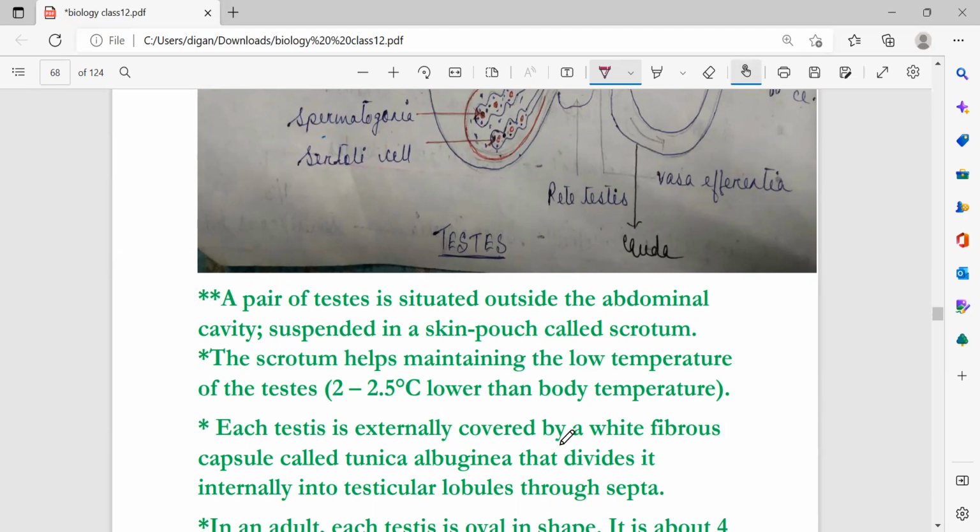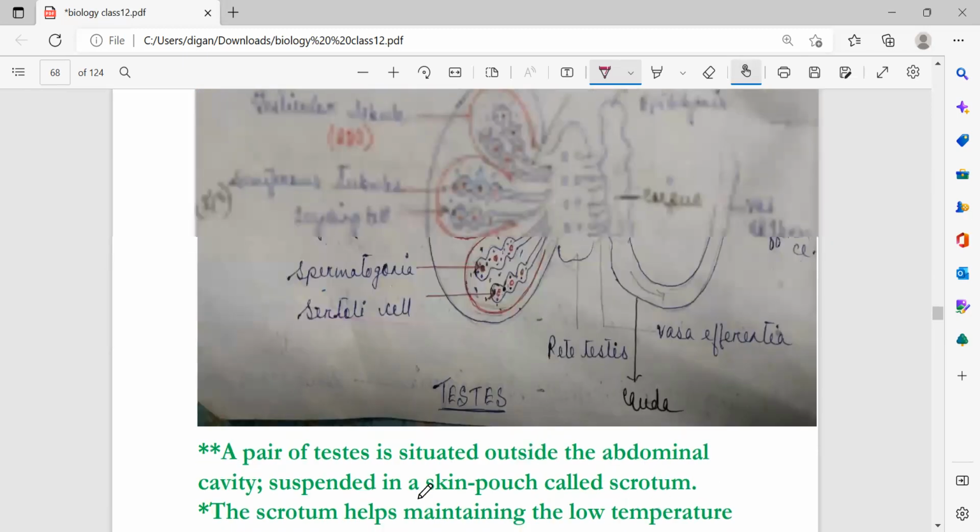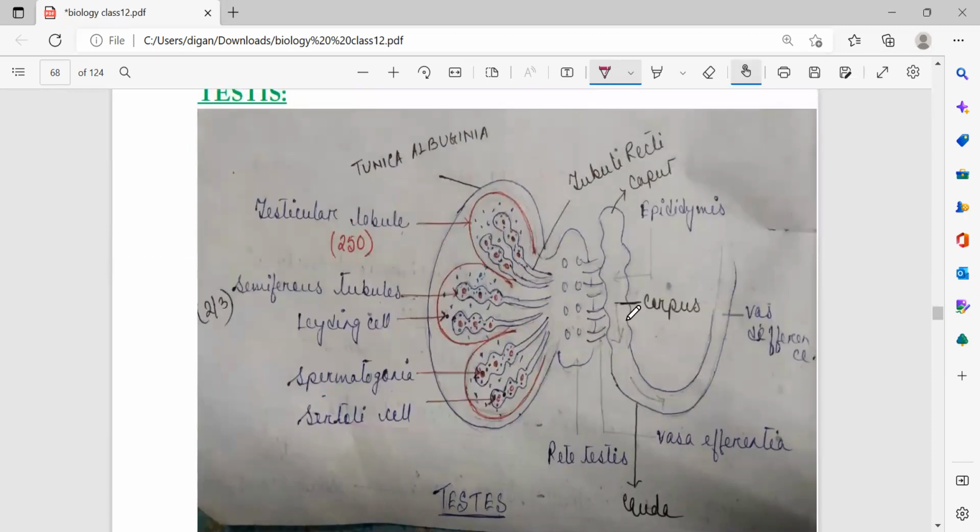This testis is externally covered by a fibrous capsule called the tunica albuginea, and that is shown here. The testis has three coverings, and the inner covering is known as the tunica albuginea. Within the testis, there are approximately 250 chambers or compartments which are known as testicular lobules. Within each testicular lobule, two to three seminiferous tubules are present. These are called seminiferous tubules.